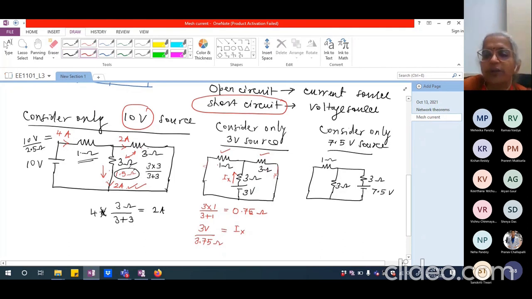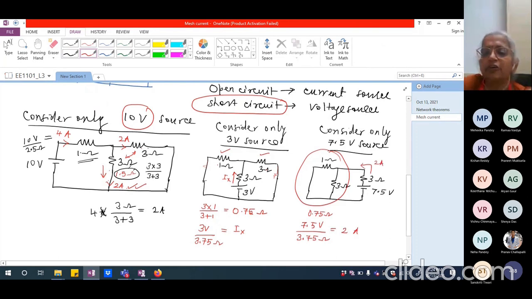Now we are going to again calculate what is the current here. So 3 and 1 are in parallel. So again, the equivalent resistance of this is going to be 0.75 ohm. So this is going to be 7.5 divided by 3.75 ohm. That is going to be 2 ampere. And 2 ampere is flowing in this direction.